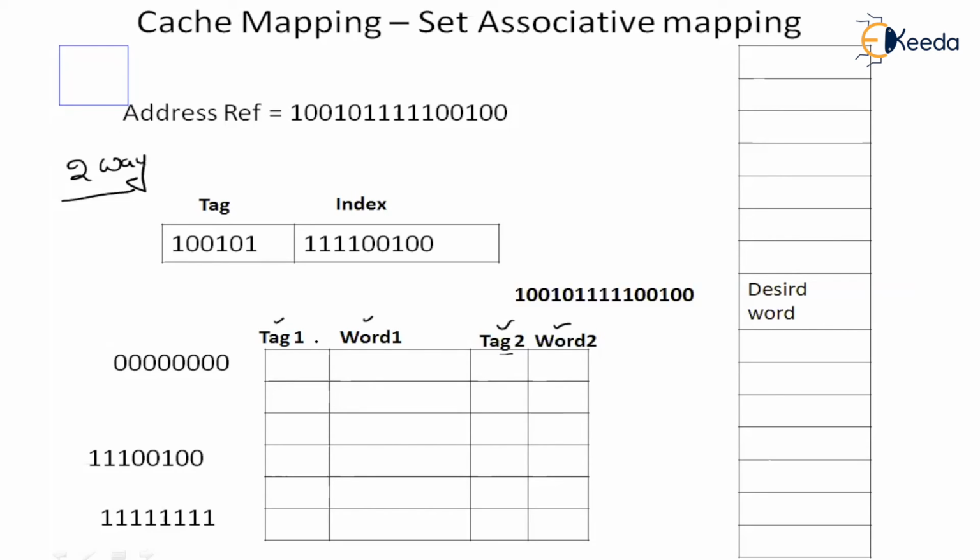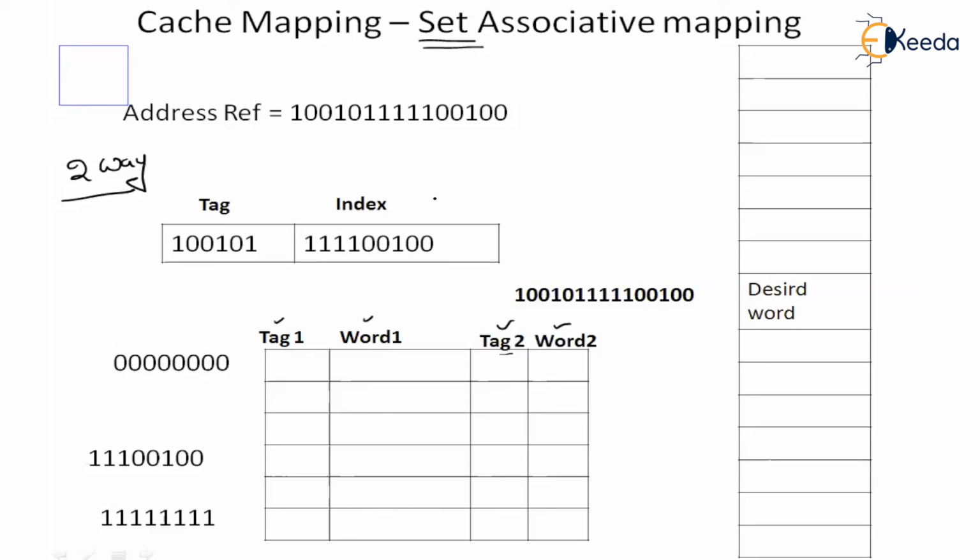This is a much better, more advanced technique than direct mapping, in which the hit ratio will be improved. But there are several things that need to be discussed here. Try to understand: the number of words is getting increased, right? Not only these words, we have associated another set of words. Does it mean that the cache size is getting doubled? No, the cache size is not getting doubled. We are calling it set associative mapping.